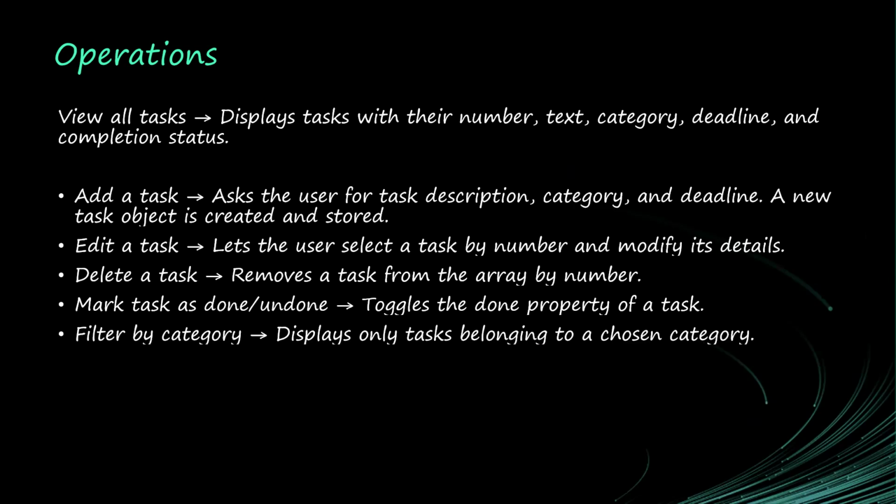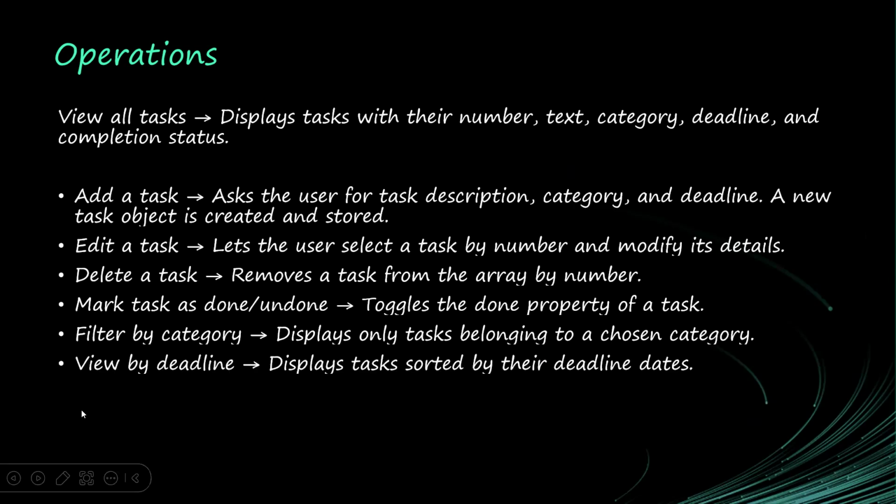The user can also filter if they don't want to view all the tasks. They can only display tasks belonging to a particular category. So they can filter. Remember the filter method we did in array. All right. So it's time for us to make use of it. The user can also view by deadline. So this is also filtering. We can filter, or we can sort. This displays tasks sorted by their deadline dates. So you can view tasks based on deadline.